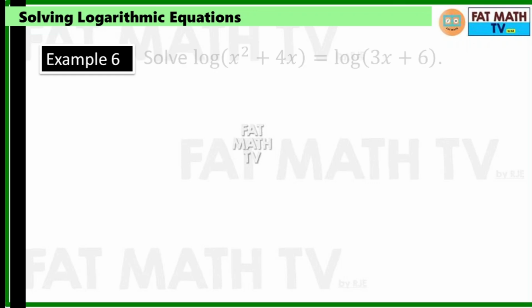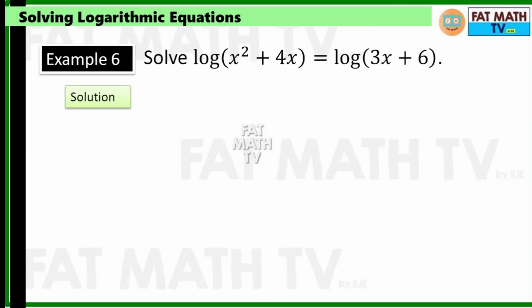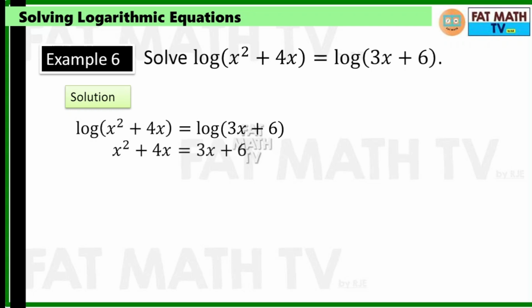Example number 6. So we have here logarithm of x squared plus 4x equals logarithm of 3x plus 6. Same process. And then we will have a quadratic equation. 4x minus 3x is positive x. Copy x squared plus x. Copy minus 6 equals 0. Factors of negative 6 that will give you a sum of positive 1. That will be positive 3 and negative 2.